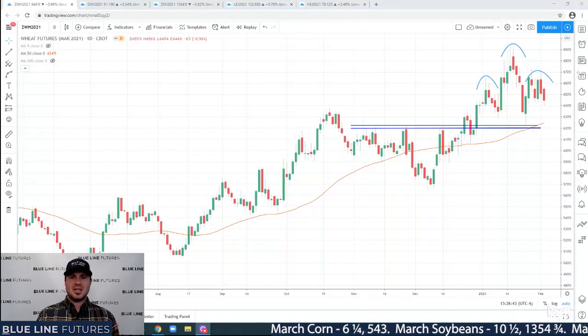Volatility is the name of the game. It was at the end of the year, was in the first month, and I don't think that that's going to be much different here in the second month of the year.